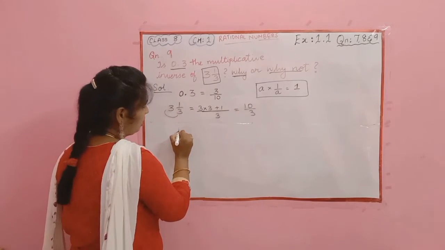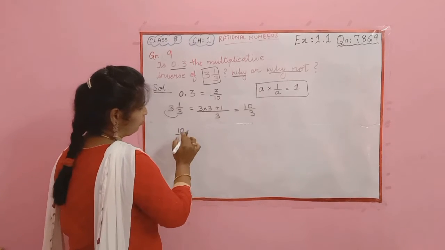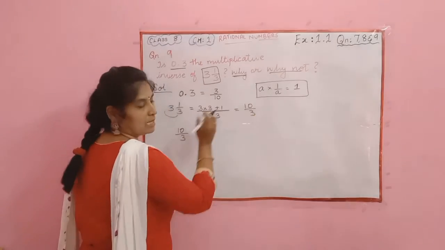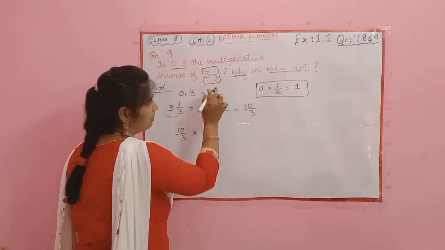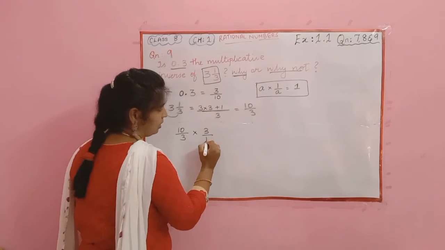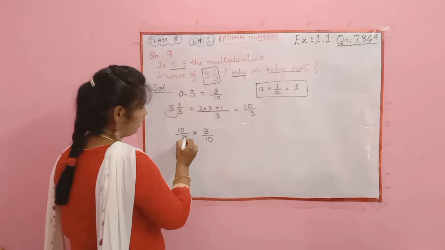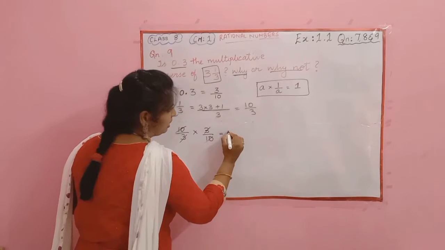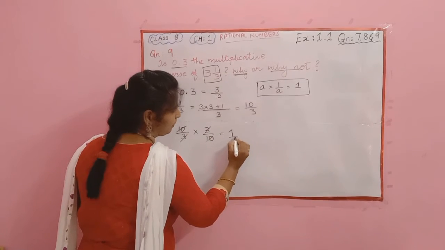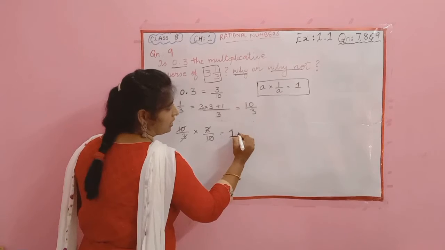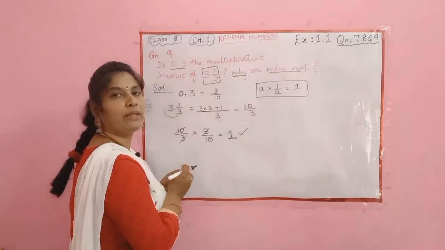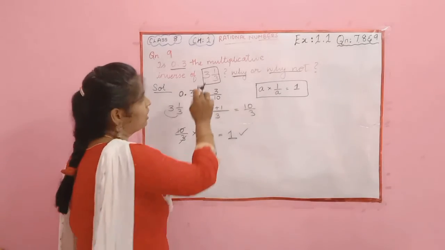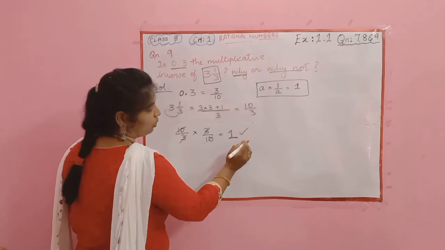Okay, so 3 by 10. So we have to multiply. So this is my A, because we are going to find the multiplicative inverse of this number. So 10 by 3 multiplied by, what is the next value? 3 by 10. Now we can just cancel it out. 3 3s, 10 10s. So what is the number left? The product will be 1. So here the product is 1. So we can say 0.3 is the multiplicative inverse of 3 1 by 3. So we have proved the product is 1.